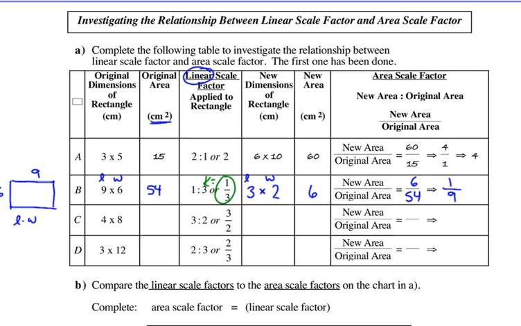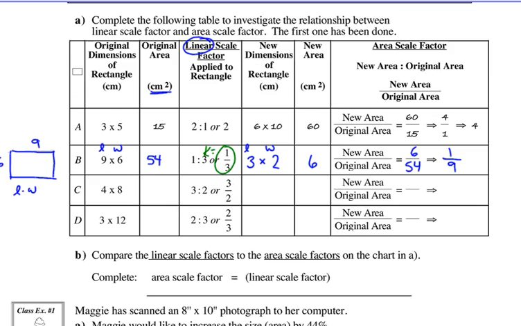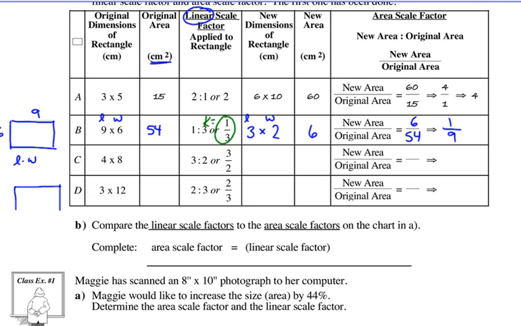It's 3 times smaller. And so 1/3 was our linear scale factor. Our area scale factor is 1/9. Let's look at another one. So now our rectangle is 4 by 8, length and width. So our new area, 8 times 4, gives you 32.